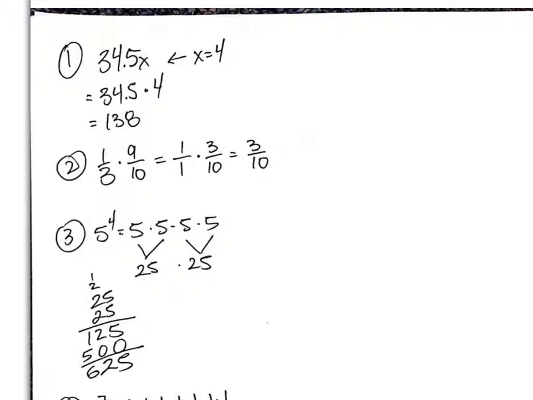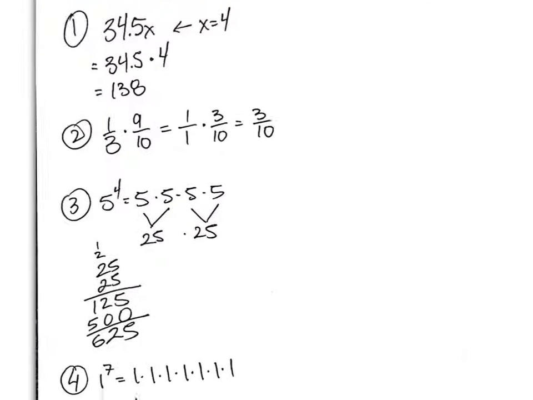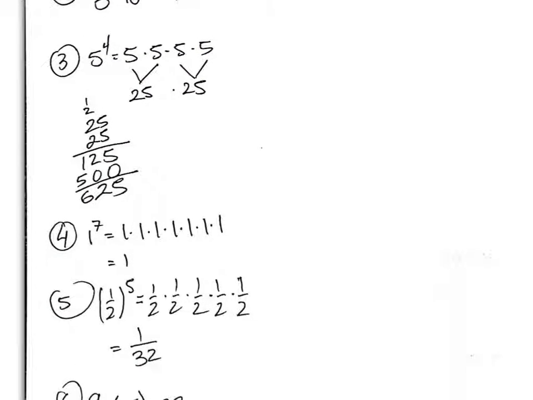This is 5 to the 4th power, so 5 times itself 4 times. 5 times 5 is 25, and 25 times 25 is 625. Again, you may use a calculator, so I strongly recommend you bring a calculator to the test. Yeah, it will be helpful.